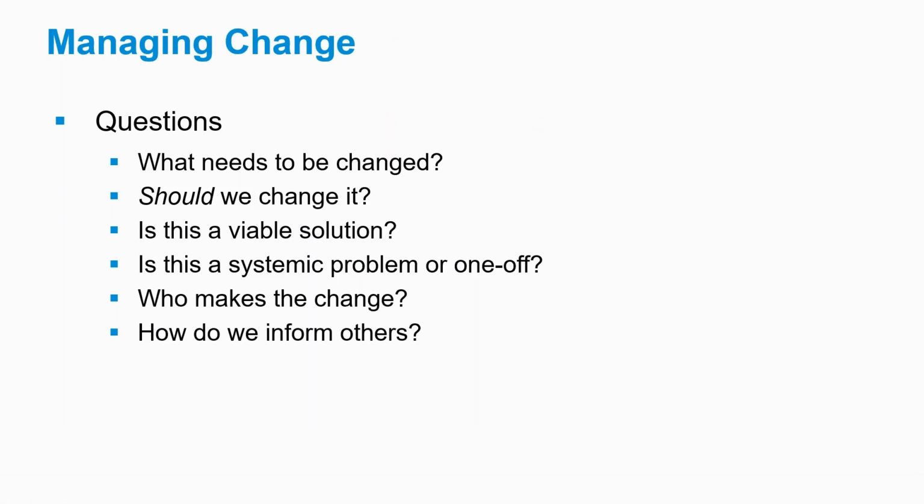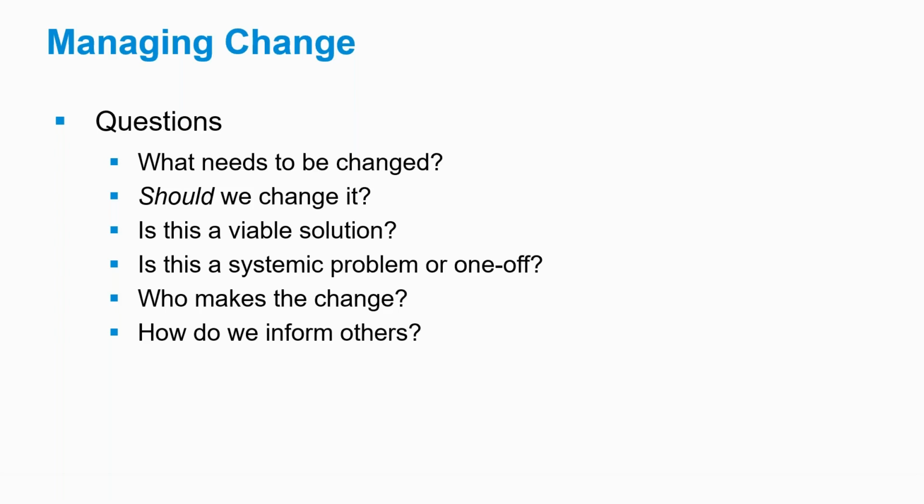So now let's talk about change. Because it's inevitable, it always happens. It's bad enough when something changes internally, communicating those changes, but when you've got to communicate outside the business, it's even worse. And questions around this process: what is changing? Should we change it? Is this a viable solution? If we're changing it, is our solution viable?